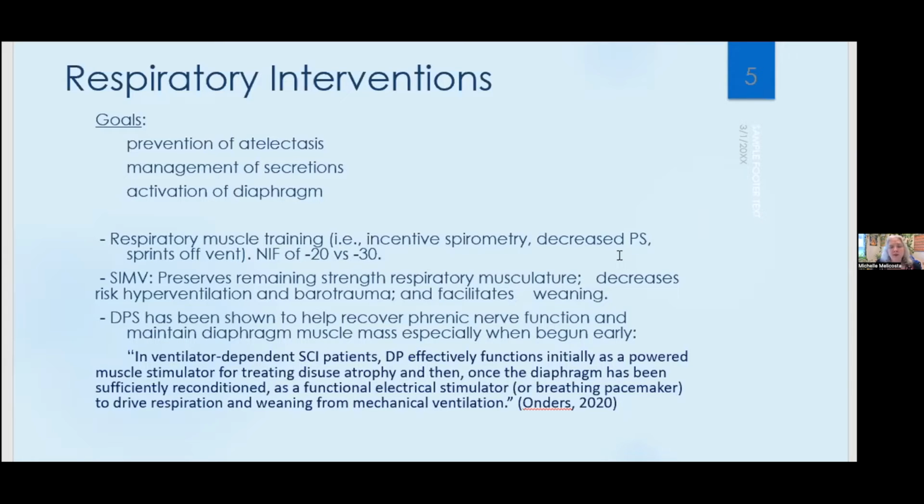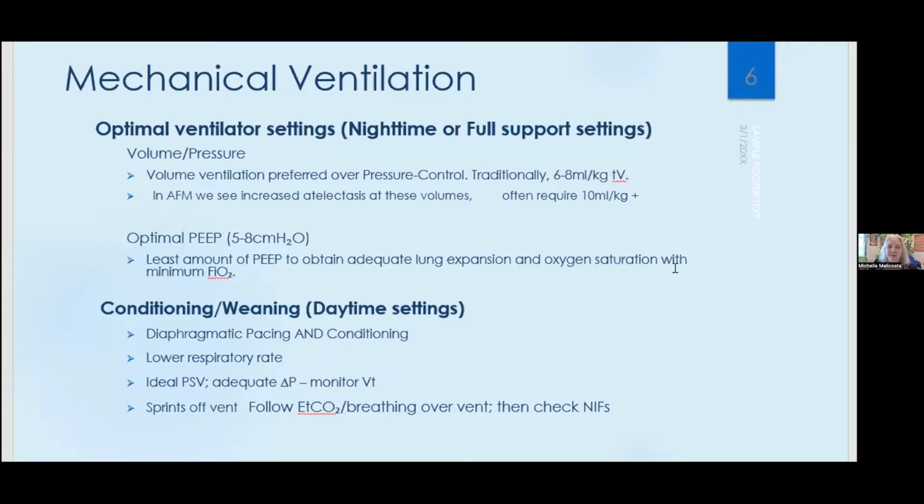And then we definitely see a role for the diaphragmatic pacing. This is from Roy Under's chapter that he wrote in a book, basically talking that we see the diaphragmatic pacer is not only to help get the child work towards being off the ventilator, and I'm going to talk more about that in a little bit, but also to treat that disuse atrophy of the diaphragm. So we were talking about E-stim, I think of it as kind of like E-stim for the diaphragm.